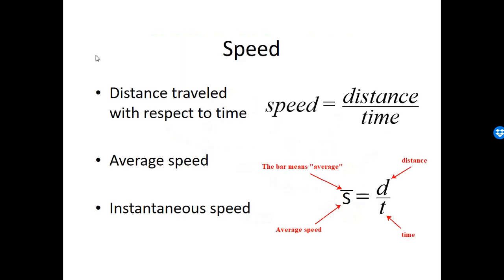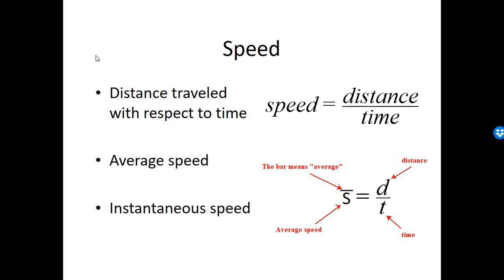Speed is the rate that you cover a distance. It's the distance traveled with respect to time. We have two types of speed, average speed and instantaneous speed. The formula for speed is S equals D over T, and you can see that bar on top of the S. That means average. Anytime you see a bar on top of anything, that means average.